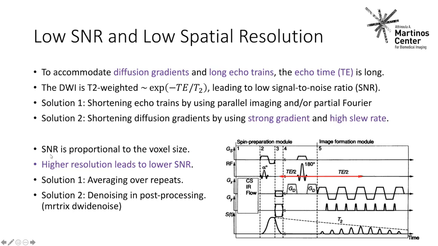Okay, so secondly, the SNR. The SNR is proportional to the voxel size, and higher resolution or smaller voxel size leads to lower SNR. So EPI has low SNR. The first solution is to average over many repeats. So in body imaging for prostate, when we want to acquire diffusion MRI, we usually average over more than 40 repeats to get a clinically acceptable result. And the second solution is denoising in post-processing, for example, using the matrix denoise function, and we'll introduce it later.